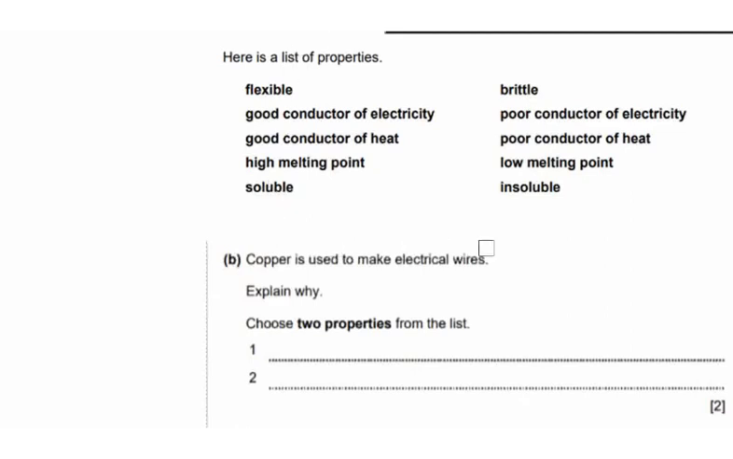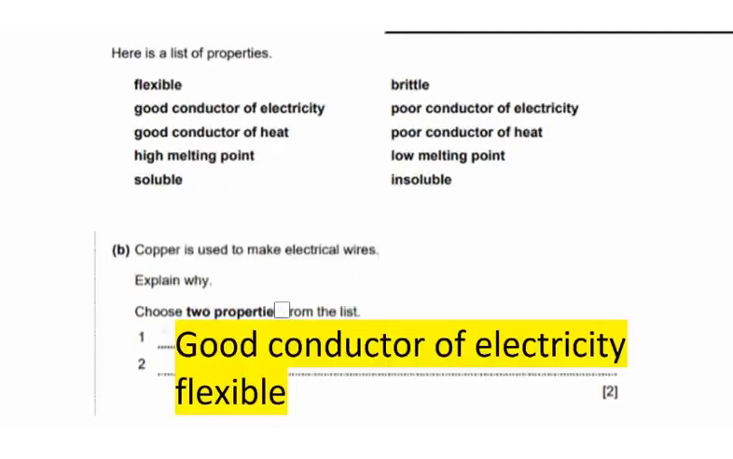Copper is used to make electrical wires. Explain why. Choose 2 properties from the list. 10 seconds from now. The answer is it is a good conductor of electricity. That's why copper is used to make electrical wires, and it is flexible.